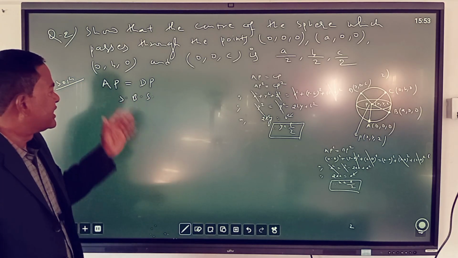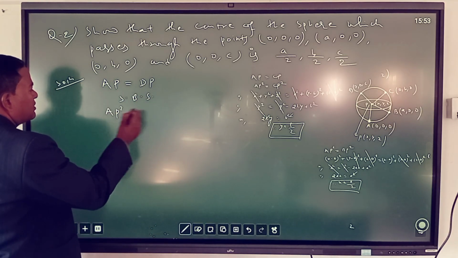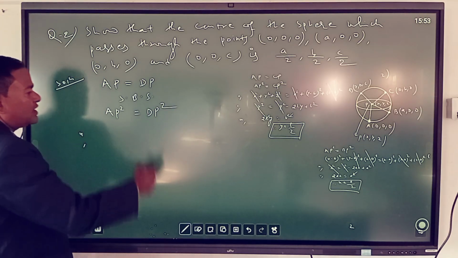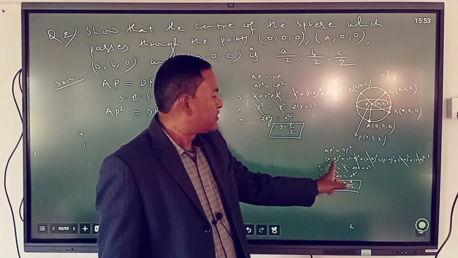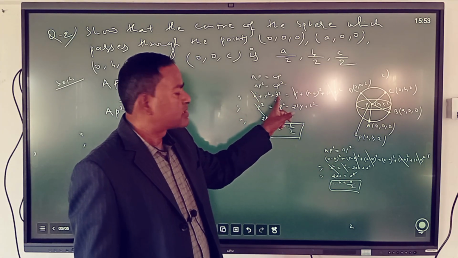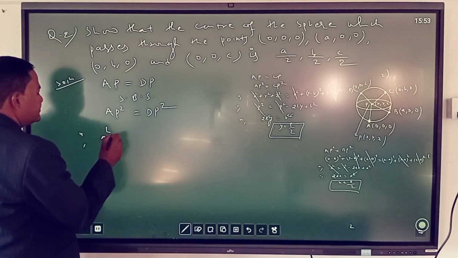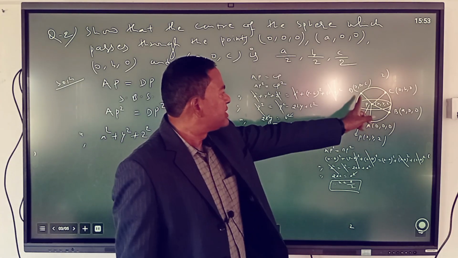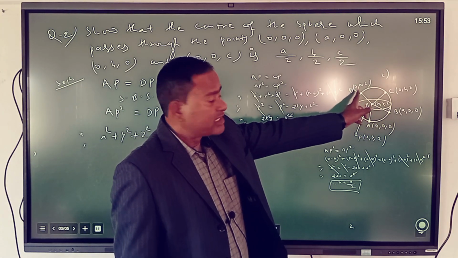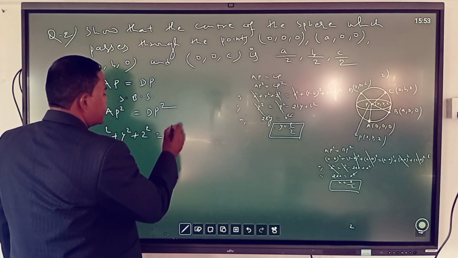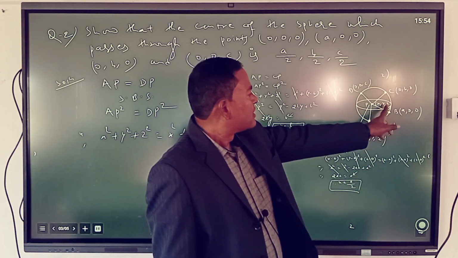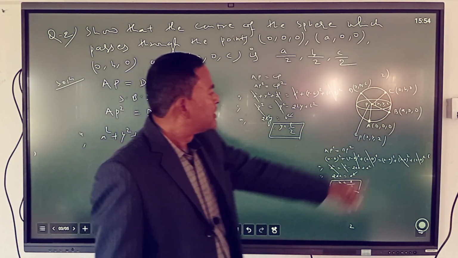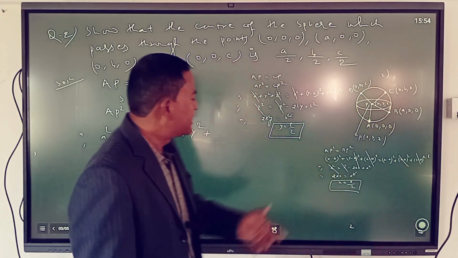By squaring on both sides, we'll get AP square is equal to DP square. So dear students, distance of AP already we have found, which is x square plus y square plus z square. And distance DP means x2 minus x1 whole square, that means x minus 0 whole square, we get x square, plus y minus 0 whole square, we get y square, plus z minus c whole square.